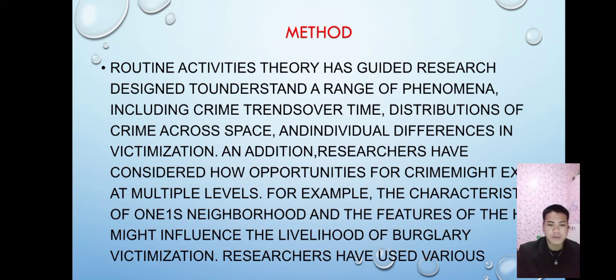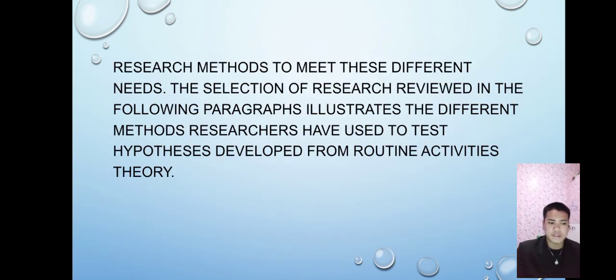Researchers have used various research methods to meet these different needs. The selection of research reviewed in the following paragraphs illustrates the different methods researchers have used to test hypotheses developed from routine activities theory. Always remember, routine activities theory describes the necessary elements of crime and those who have the potential to prevent it, while rational choice theory articulates the process by which offenders make decisions.